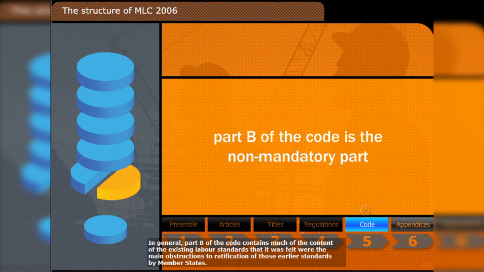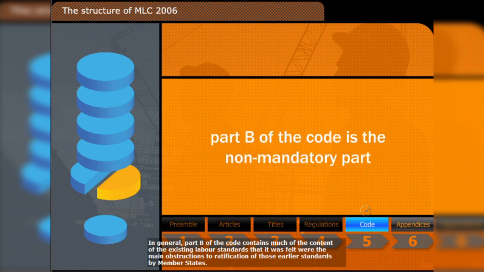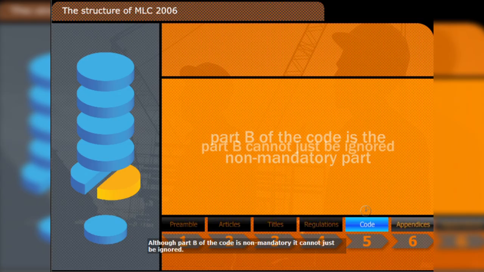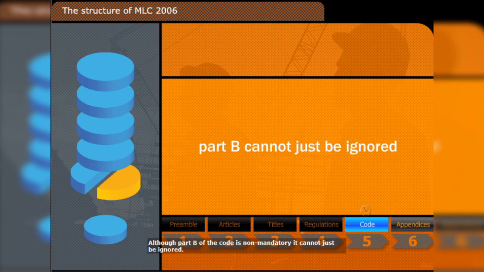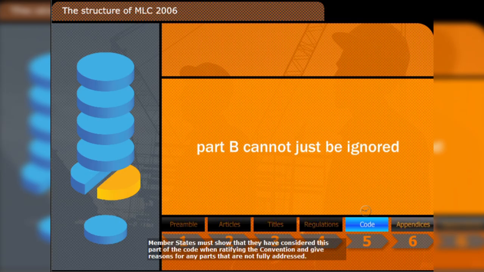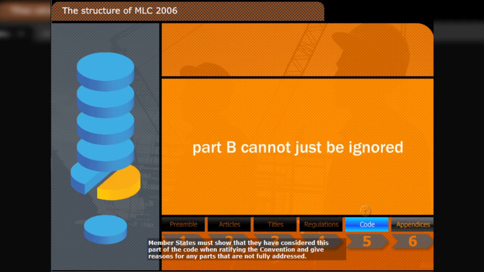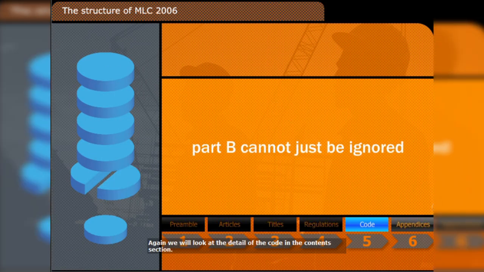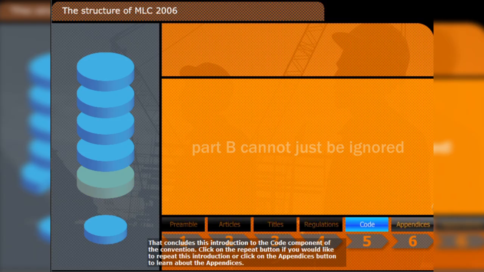In general, Part B of the Code contains much of the content of the existing labour standards that it was felt were the main obstructions to ratification of those earlier standards by member states. Although Part B of the Code is non-mandatory, it cannot just be ignored. Member states must show that they have considered this part of the Code when ratifying the Convention, and give reasons for any parts that are not fully addressed. Again, we will look at the detail of the code in the Contents section. That concludes this introduction to the code component of the Convention.